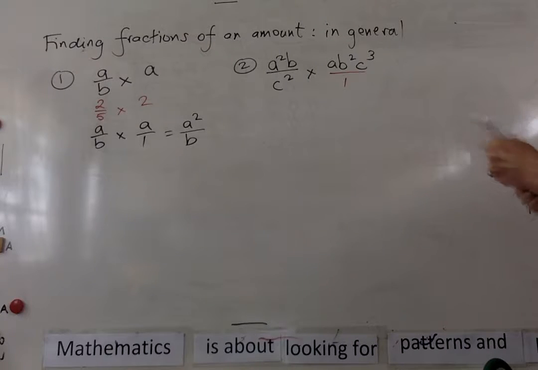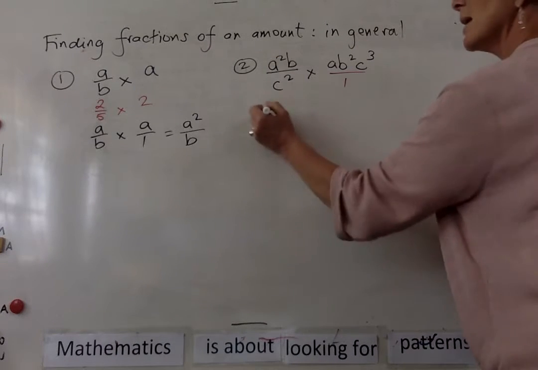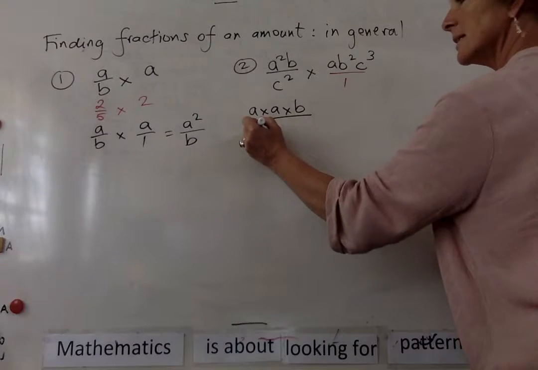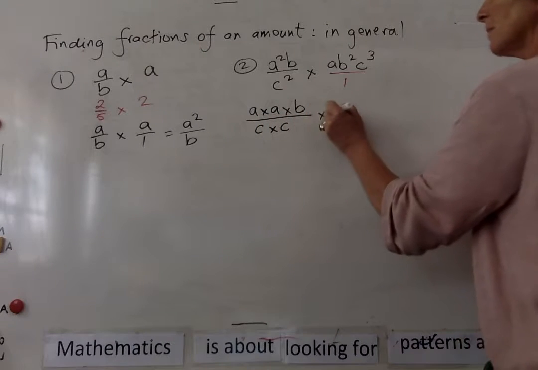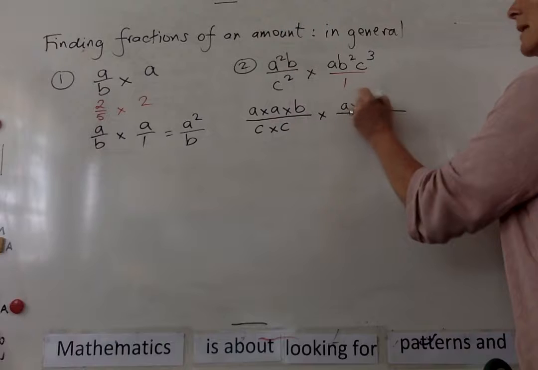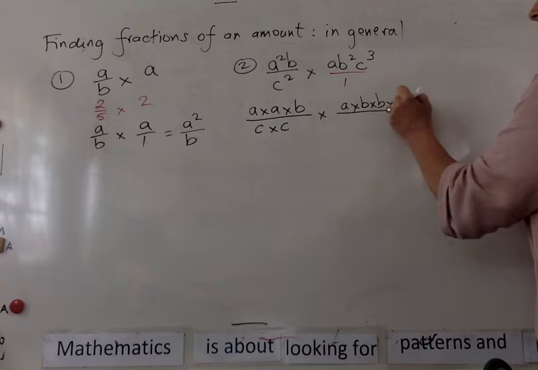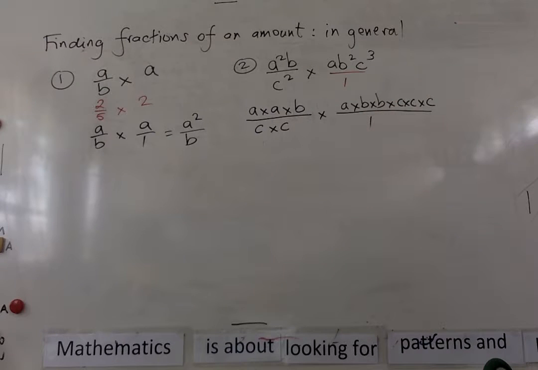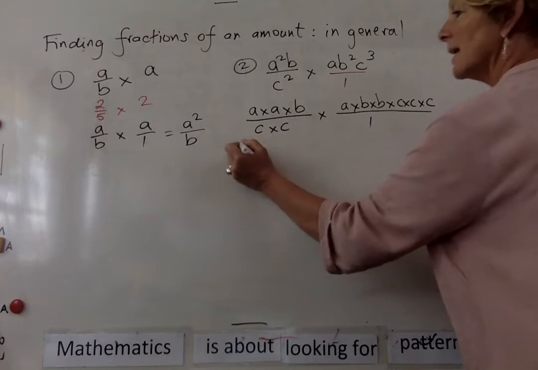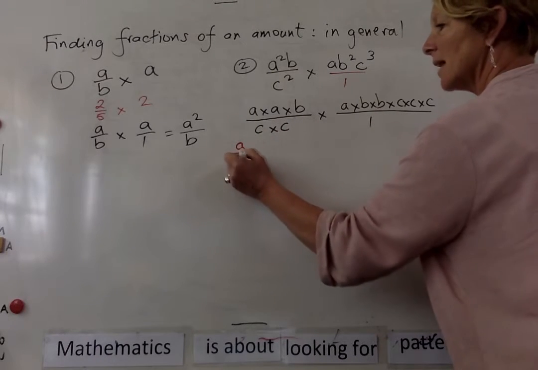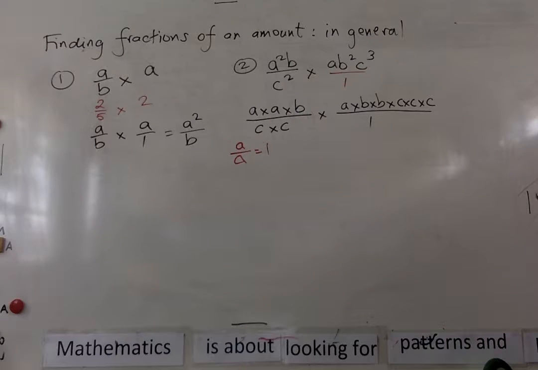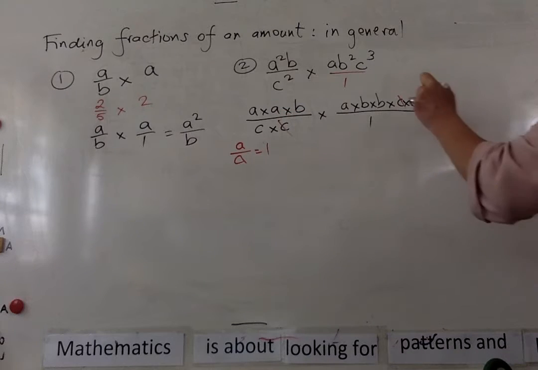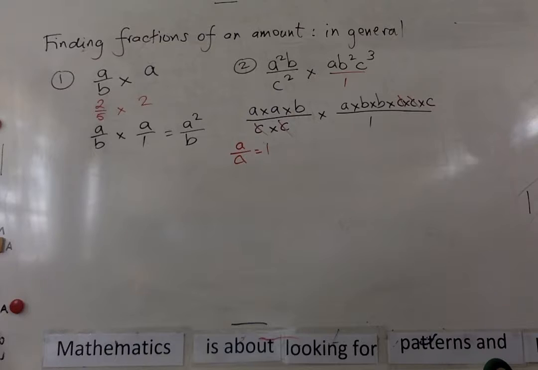And then we can just gather together and factorise, if you like, a squared taken down to its prime factors as a times a, b, over c squared, which just means c times c, multiplied by a times b times c times c times c, over 1. So at this point we can see what can divide away, because the really important idea is that any number over itself is equal to 1. So for example here we have got c divided by c, which is equal to 1. We've got c divided by c, which is equal to 1.